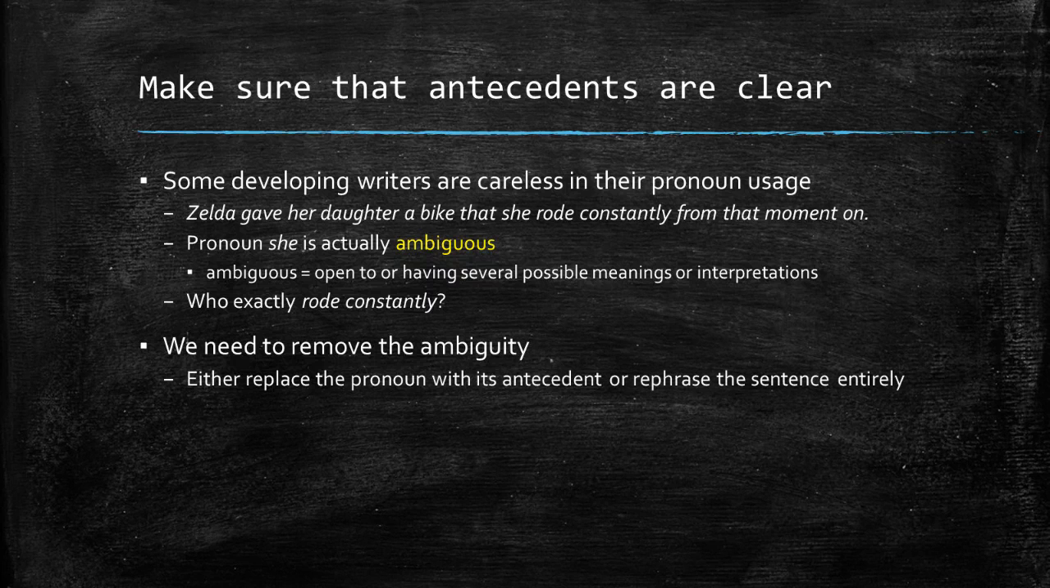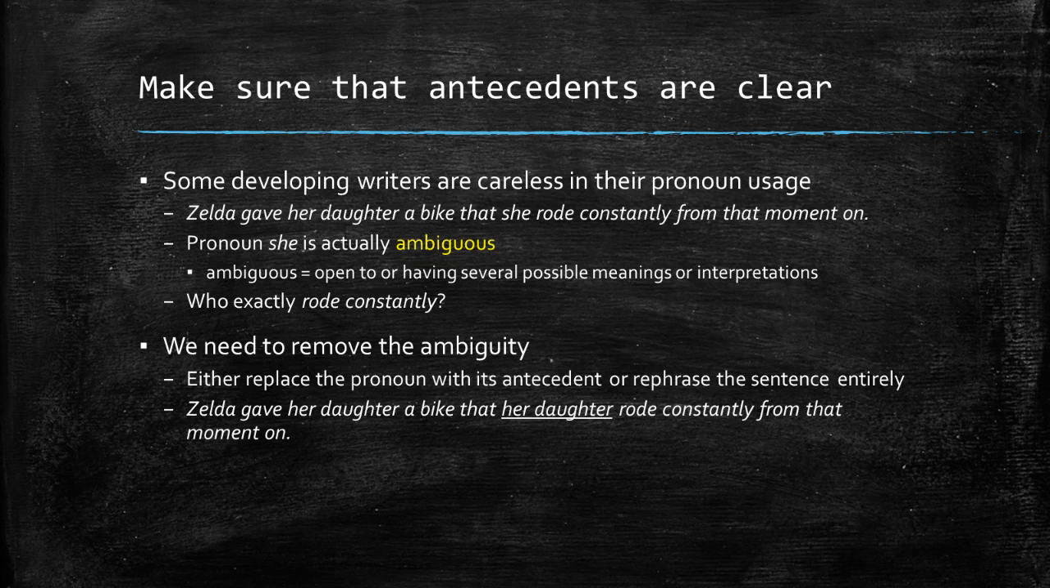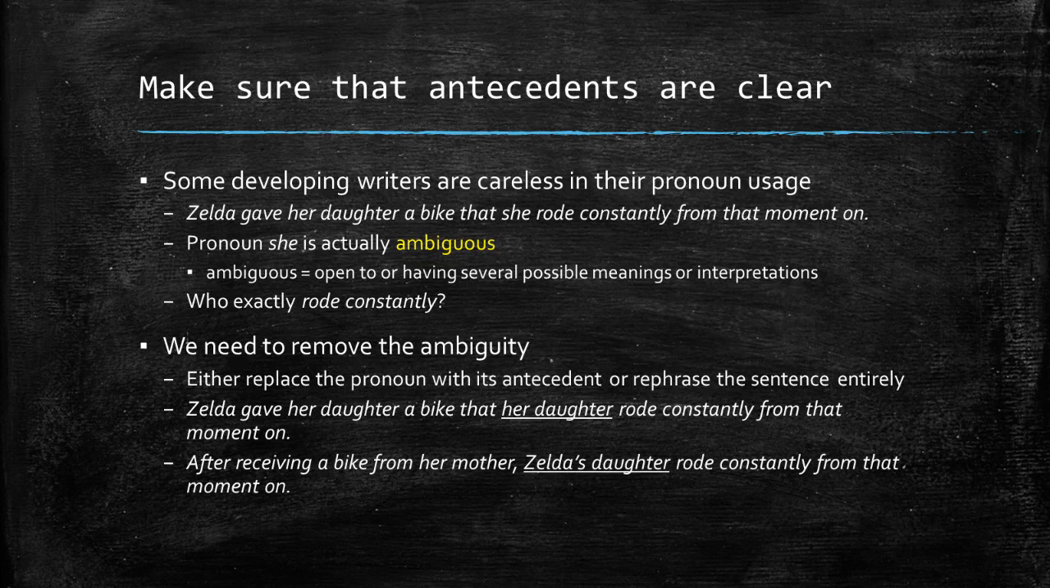We can either replace the pronoun with its antecedent or rephrase the entire sentence. We could say Zelda gave her daughter a bike that her daughter rode constantly from that moment on. See how I've replaced she with her daughter. Some people, though, find this sort of repetition distasteful because of her daughter back to back there. So we might rephrase this altogether. You'd probably prefer something like this. After receiving a bike from her mother, Zelda's daughter rode constantly from that moment on.